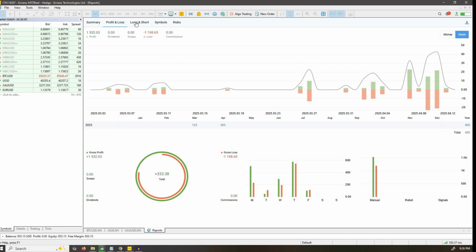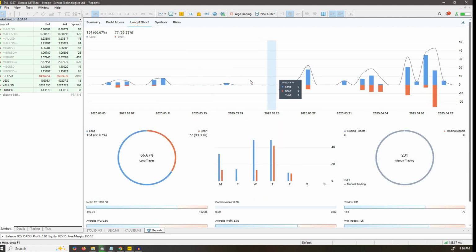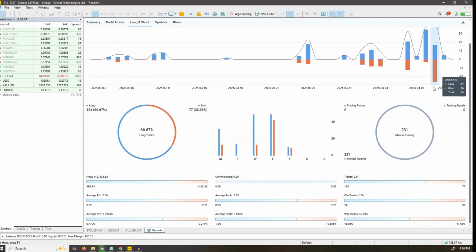Next, click on the long and short tab. Here you can check total long trades and short trades, win ratio for both long and short trades, average profit and average loss per trade.